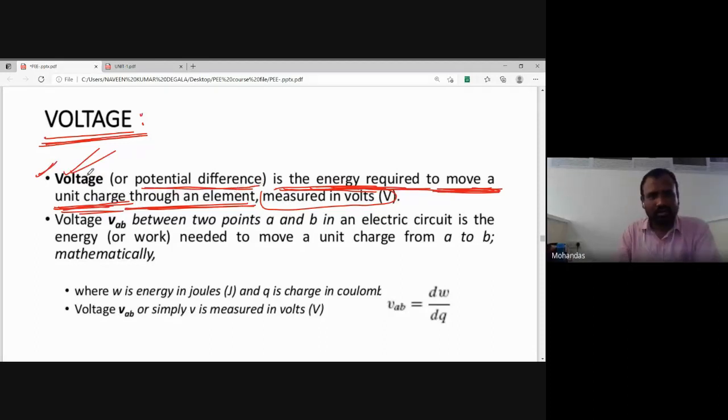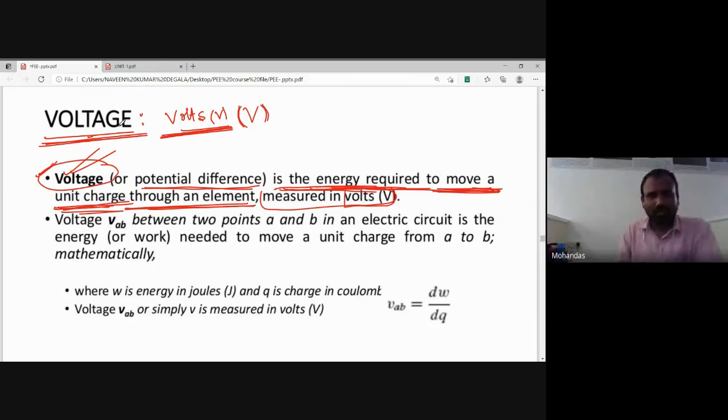Okay. So what is voltage here? Work done to move a charge from one place to another place in the presence of the electric field through a conductor or element is known as voltage. It is measured in volts. If you take any electrical quantity, there are compulsorily some units. The units are volts, and it is denoted by the letter V.